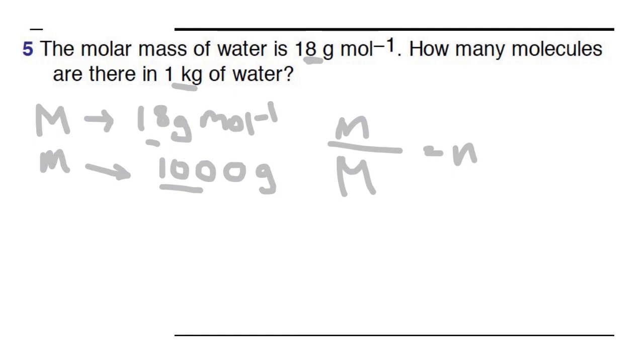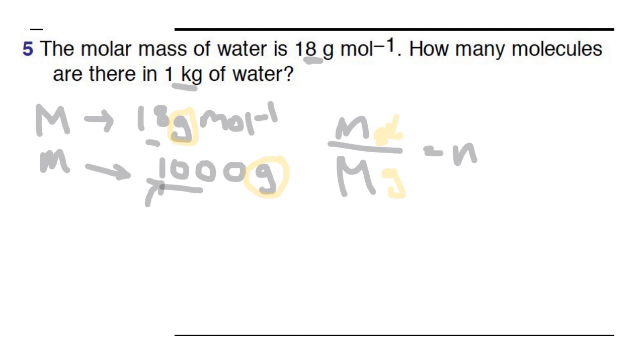Now, as you can see in this question, I've decided to change the 1,000 into grams. This was actually 1 kilogram, but I've changed it into grams. I could have done it the other way around. It's probably more standard to change everything into kilograms, but it doesn't really matter in this case, as long as both sides of this fraction are in the same units.